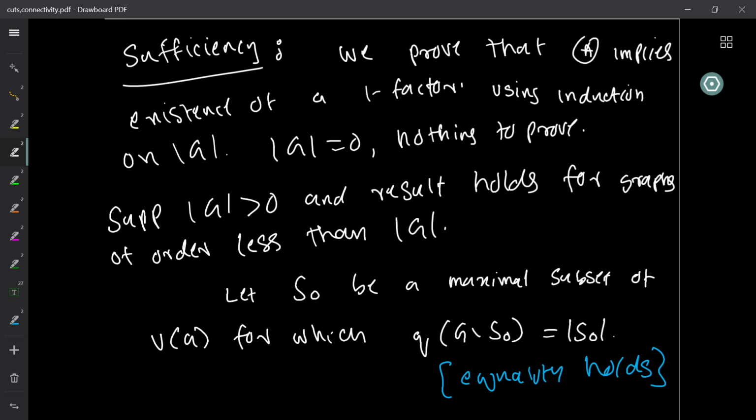Now to develop our proof, we might have several subsets where, of course, for every subset the inequality is true, but for some subsets the inequality might also be an equality. That is possible. So we define S0 to be a maximal subset of the vertex set such that equality holds for the condition star that we defined, that q of G minus S0 is equal to the cardinality of S0. So we assume that equality holds and S0 is maximal in the sense that we won't be able to add any more vertices to S0 and still have this property, that q of G minus S0 union something is equal to the cardinality of S0 union that something. So we define S0 to be a maximal subset with this property where the equality holds.